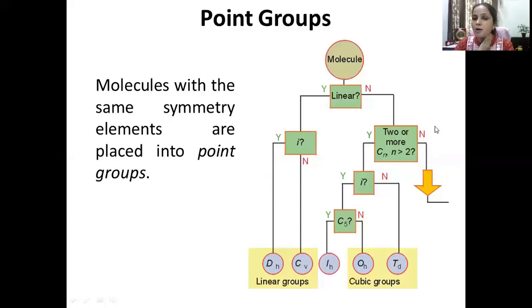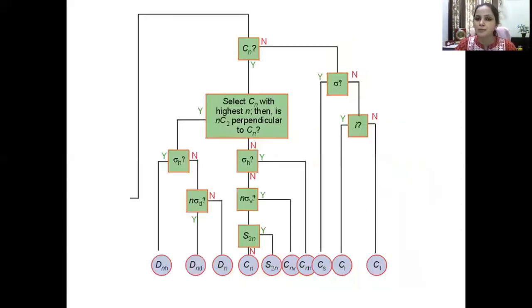Now I will talk about if the molecule is possessing a Cn axis, but that n is not greater than 2, then how we assign the point group. If there are not more than 2 Cn, it means the molecule is possessing one rotation axis, but not more than 2.